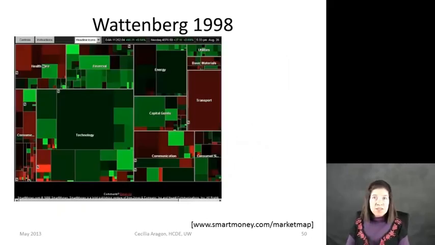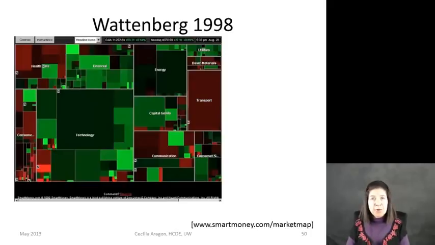Here we have the U.S. stock market, visualized with a version of Ben Shneiderman's tree map, where quantitative data is mapped to a set of space-filling rectangles. In this case, market capitalization is mapped to rectangle area. This was created by Martin Wattenberg in 1998.